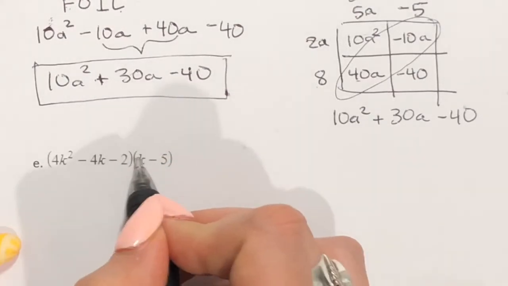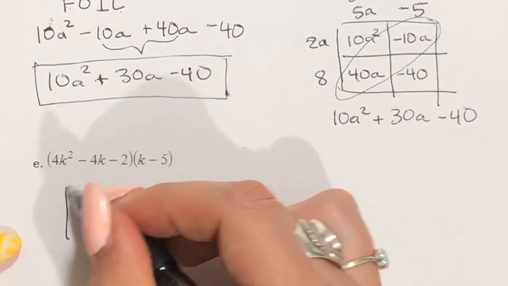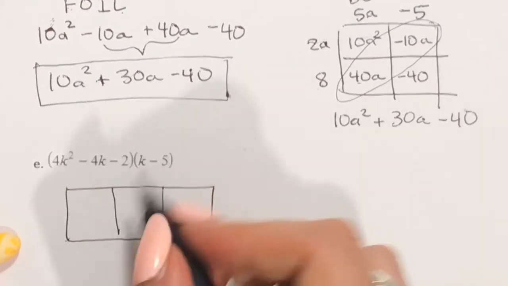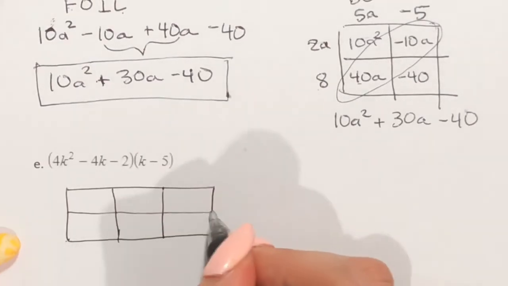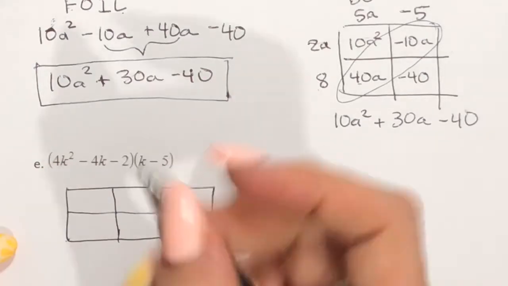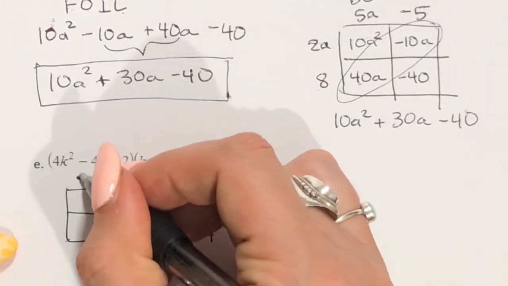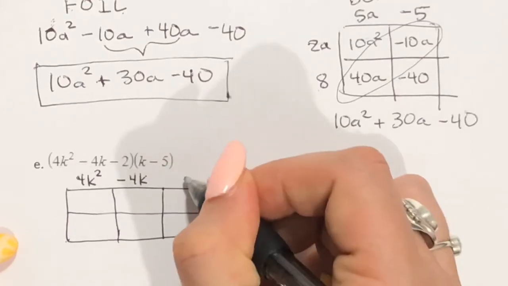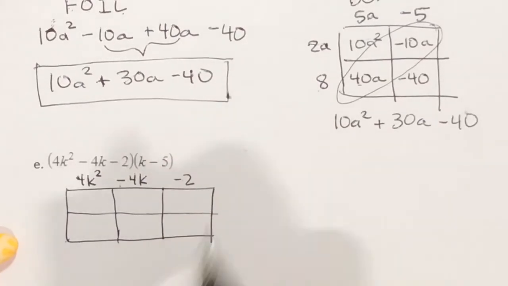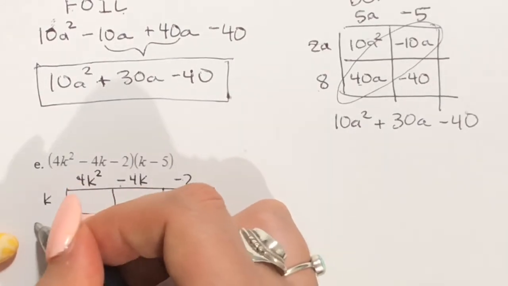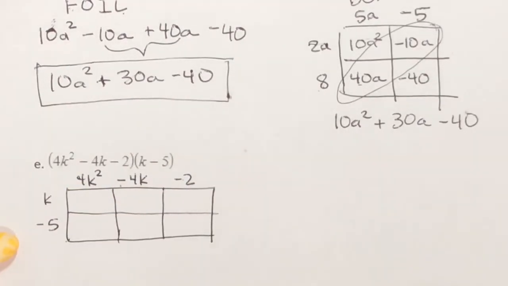Since I have a trinomial and a binomial, we want a 3x2 box. So I'm going to do 3 columns and then 2 rows. And again, you could flip it. You could do 3 down and 2 across. It doesn't matter. But I'm going to put the trinomial along the top, 4k squared minus 4k minus 2. Again, bring those negatives with. And then I'm going to do the k minus 5 going down. And then we'll just repeat it.